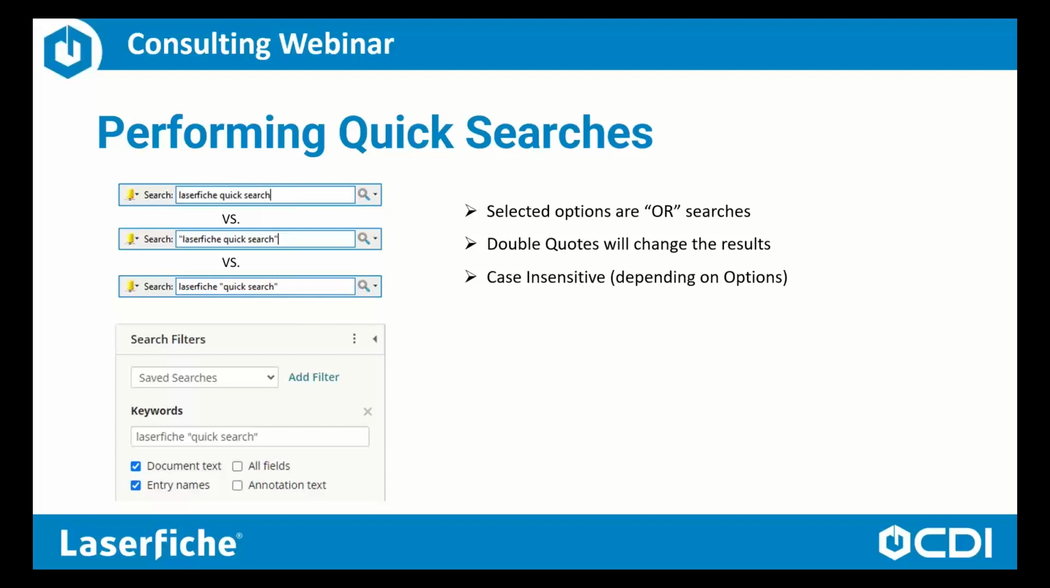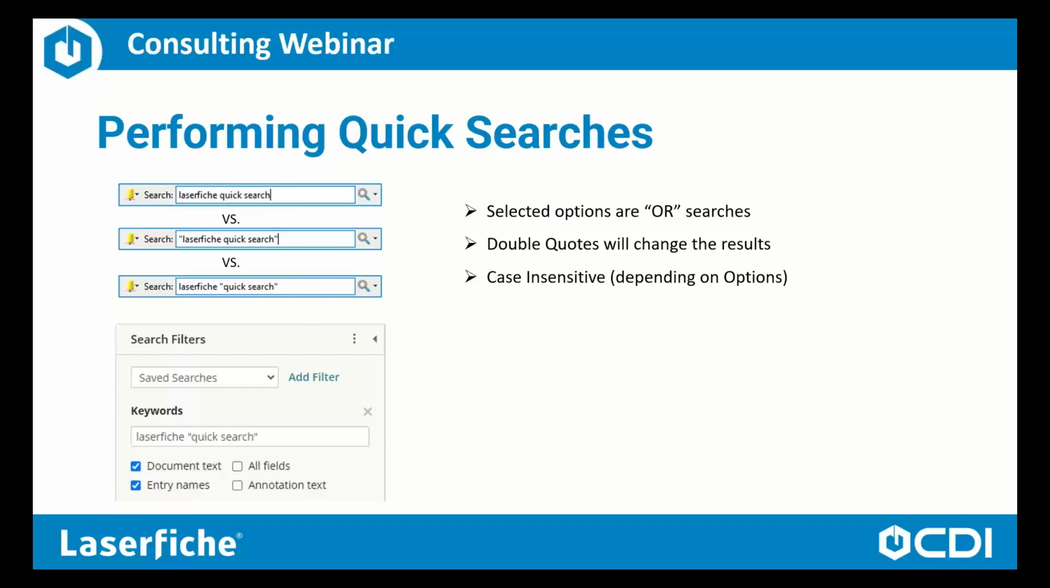When performing a search, the search text is going to change your search results whether or not you have double quotes in your search string. Without the double quotes, Laserfiche will search for documents matching any of those words. If we use double quotes, Laserfiche will run a phrase search, so it'll search for documents with that phrase.